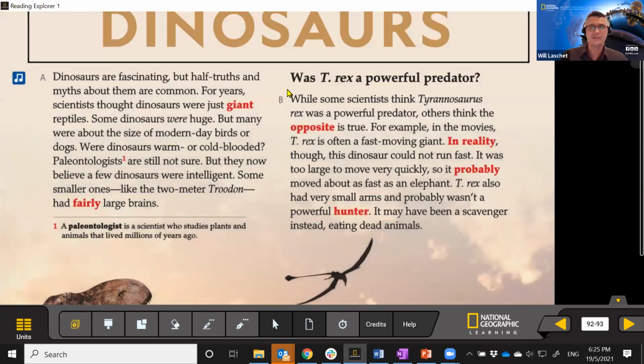Okay, so let's have a look. So the question was, was T-Rex a powerful predator? And 98% of people here today said yes. What does this paragraph tell us? Okay, it tells us no. Is it definitely no? And how do we know?